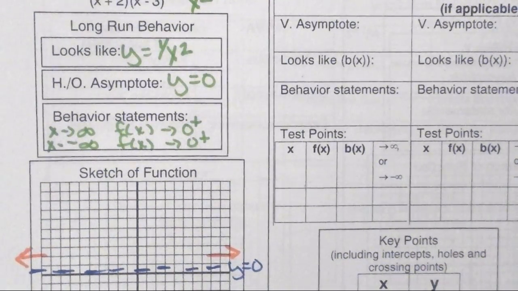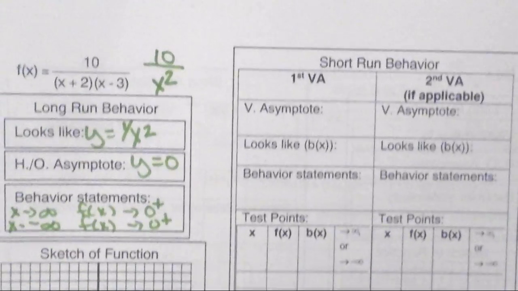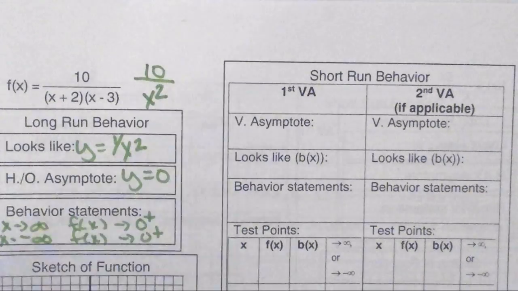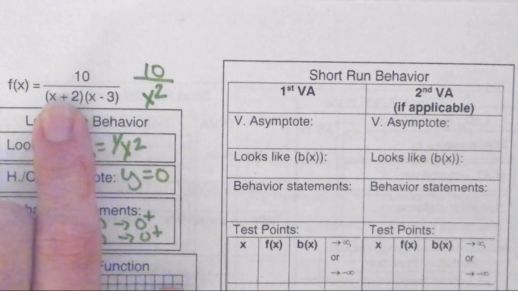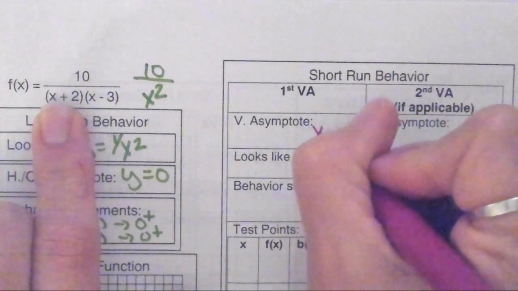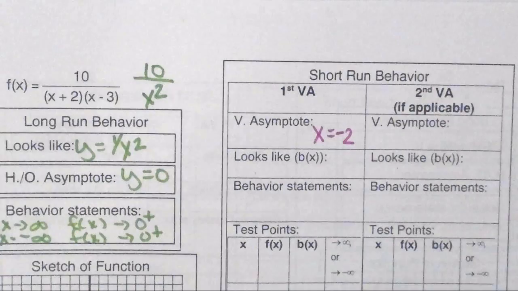On the short run, you already told me you realize that we're going to have 2 different asymptotes. So let's just focus on the x plus 2 first. If I asked you what's the asymptote at x plus 2, you're going to tell me it's x equals what number? Negative what? 2. Very good. We're going to start with negative 2.